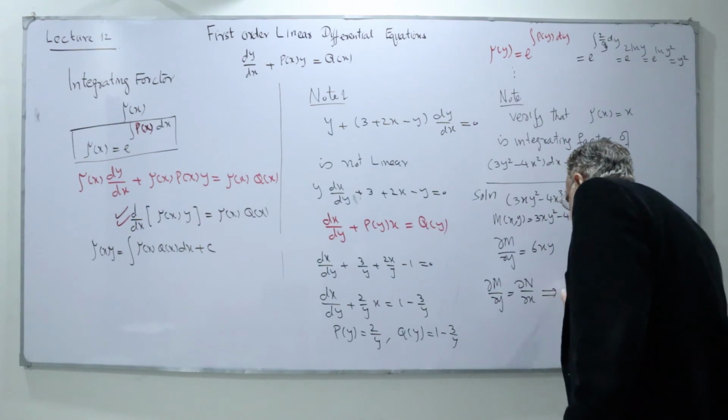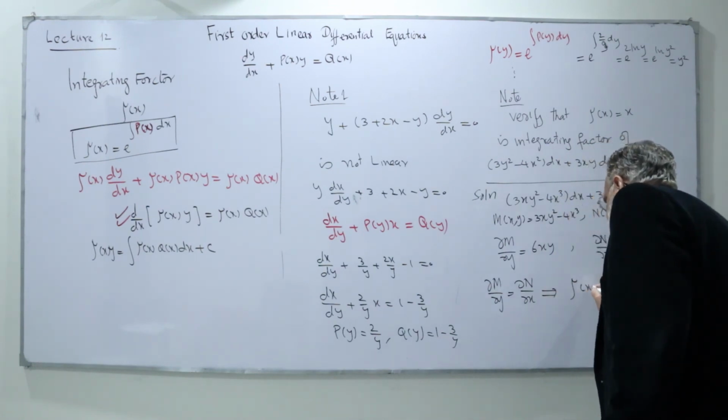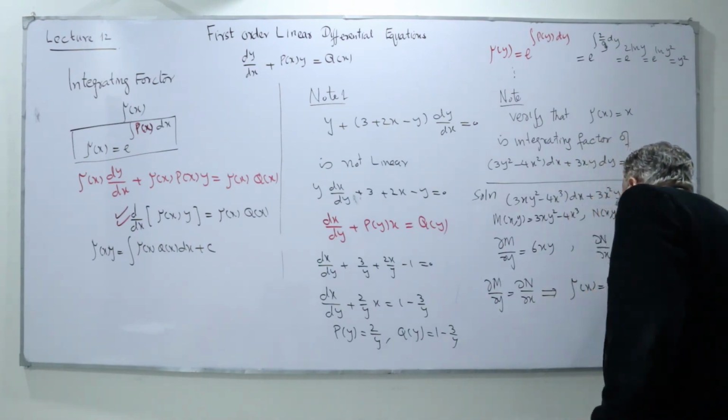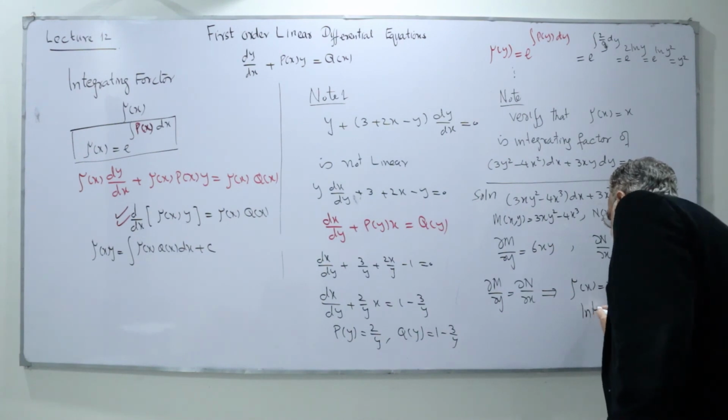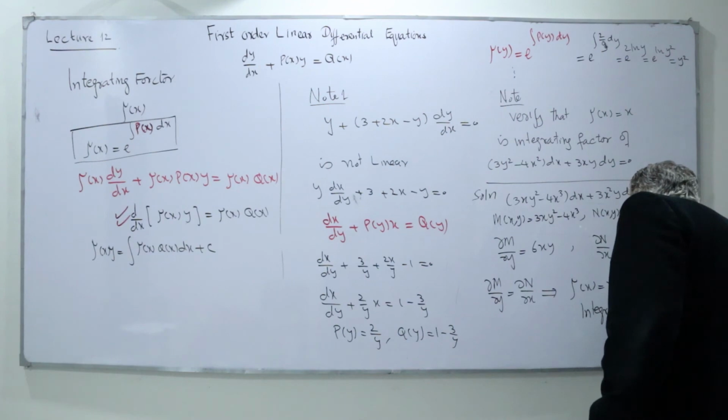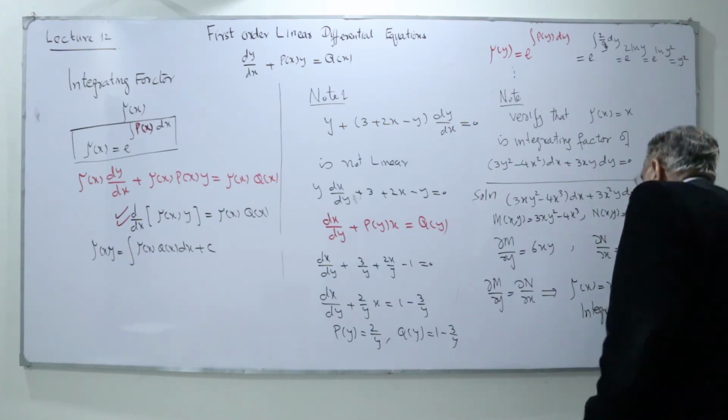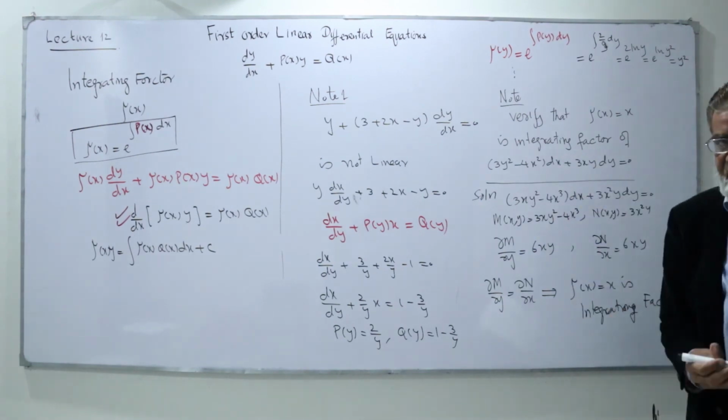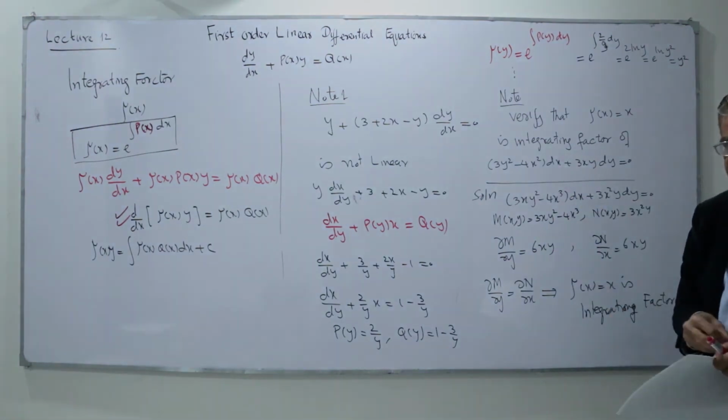Now we have partial M by partial y is equal to partial N by partial x. That means mu of x is equal to x is an integrating factor. It makes an equation which was not exact into an exact equation, so we say that's our integrating factor. That's another idea. And then we can solve this one also by the method of first order linear differential equation.